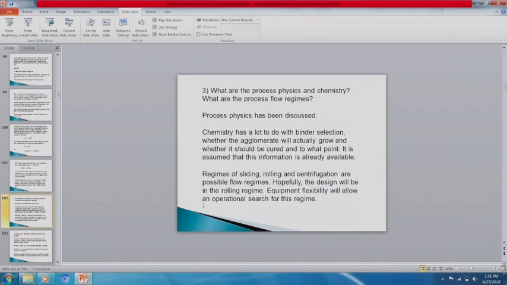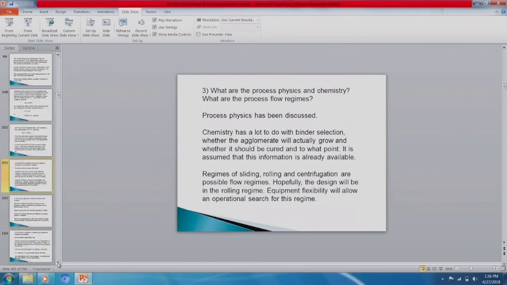Now, flow regime is a little bit different here. Material in a drum can actually slide. It doesn't have to roll. You can have rolling, and then you can have the material centrifuge to the wall. Okay, these are the possible flow regimes. Hopefully the design will be in the rolling regime. Equipment flexibility will allow operational search for this regime. So you will start searching for that regime.